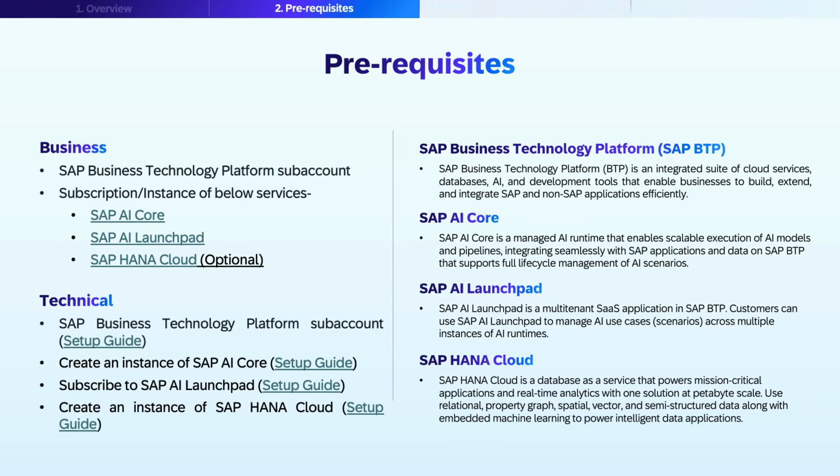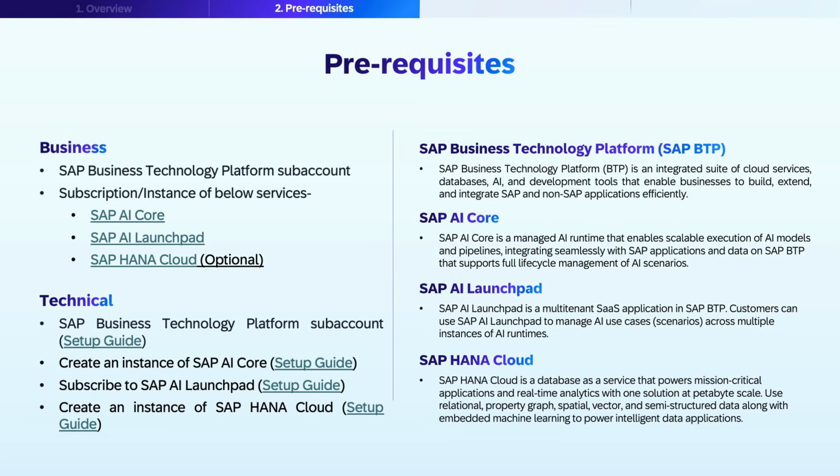Now let's provide a bit more context around these prerequisites. SAP Business Technology Platform is an integrated suite of cloud services, databases, AI capabilities, and development tools. It enables businesses to build, extend, and integrate both SAP and non-SAP applications efficiently. SAP AI Core is a managed AI runtime. It provides scalable execution of AI models and pipelines with seamless integration into SAP applications and data on BTP. It supports the full lifecycle management of AI scenarios.